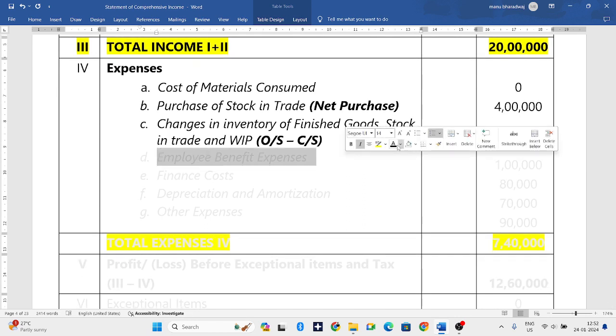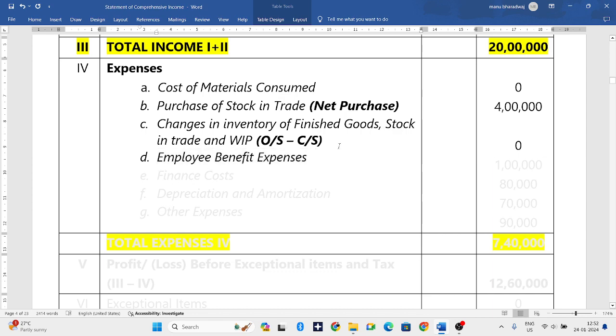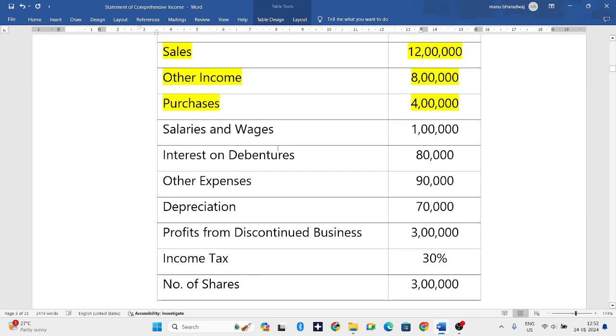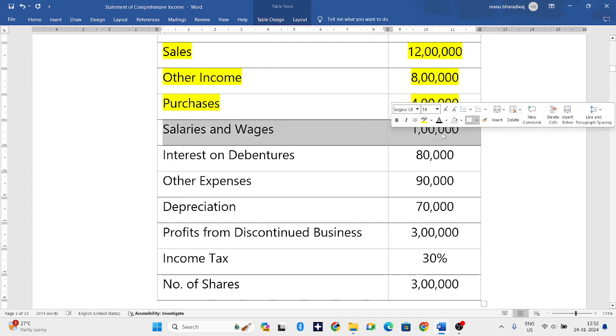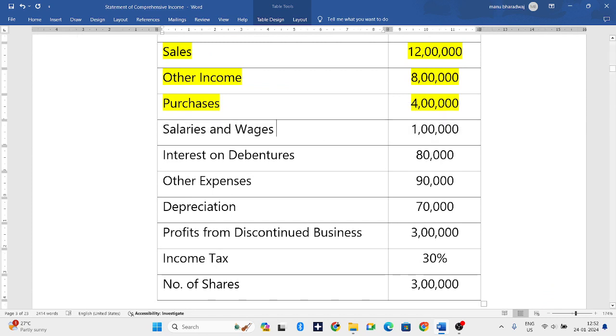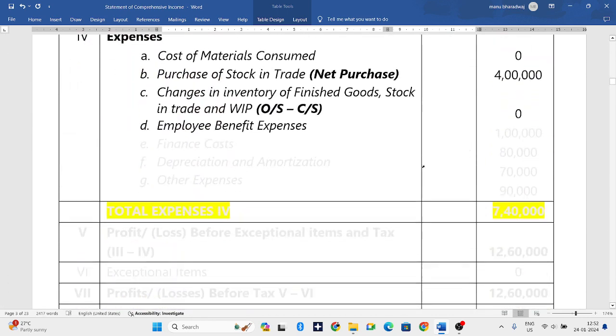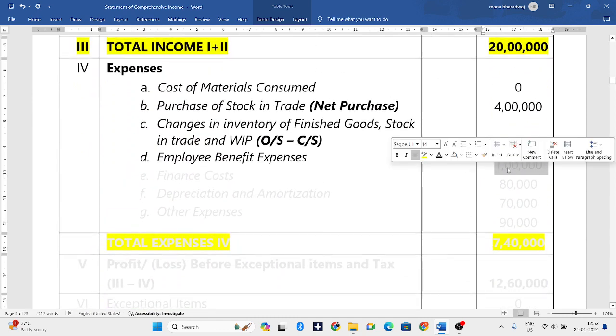The next expense type is employee benefit expenses. Let us check the question. Yes, salaries and wages. Salaries and wages is nothing but our employee benefit expenses. So we take 1 lakh rupees in the employee benefit expenses column.